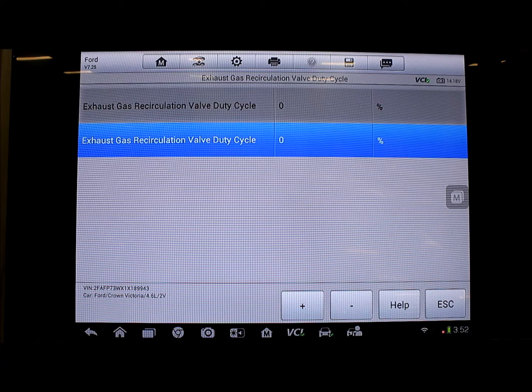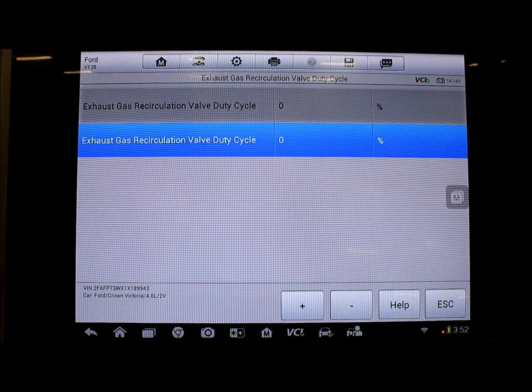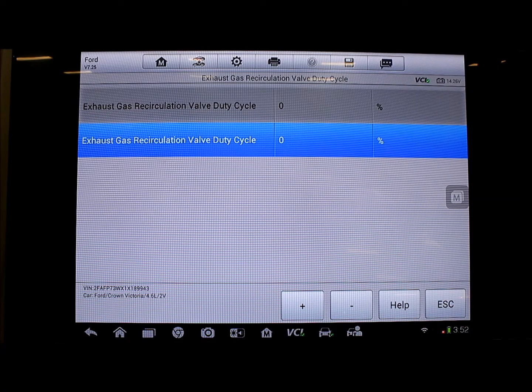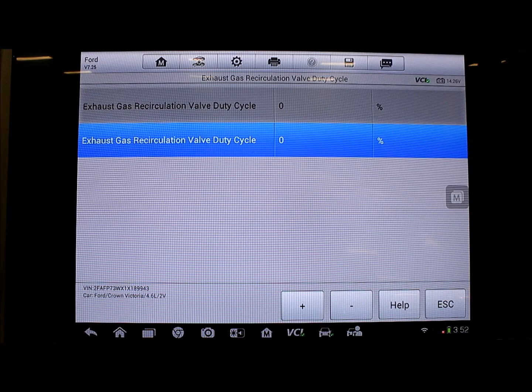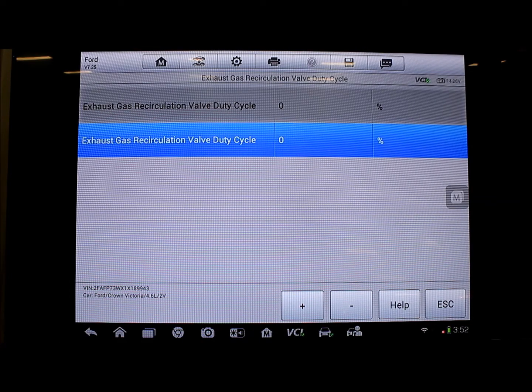So for example, if this turned on for 1 millisecond, off for 1 millisecond, on for 1 millisecond, off for 1 millisecond, that would be a 50% duty cycle. If it was on for 3, off for 1, that would be 75%. If it were on for 1 and off for 3, that would be 25%.